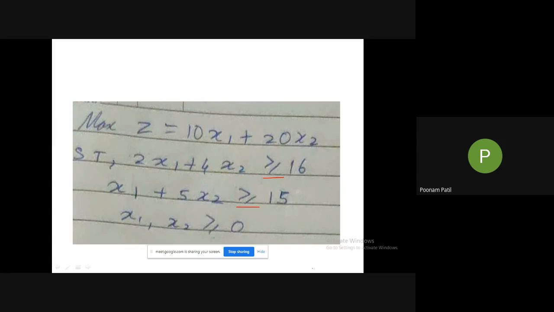So for the first equation, x1 is equal to 8 and x2 is equal to 4. Yes, correct. And for the next, x1 is equal to 15 and x2 is equal to 3. Yes, correct. So if you are done till here, we'll move ahead to the graph. So you can try drawing the graph, 2 minutes. Then we'll go to the graph.